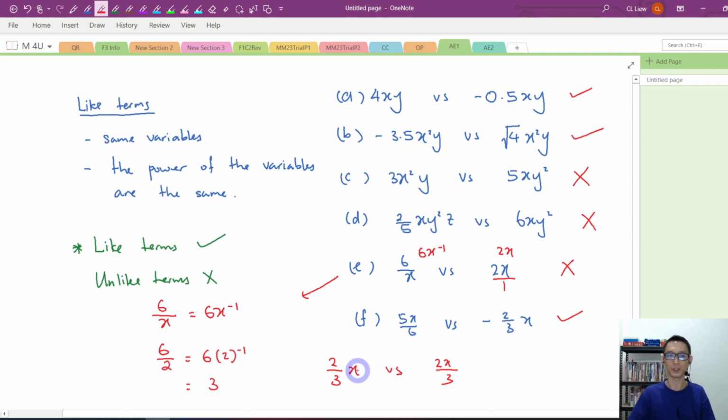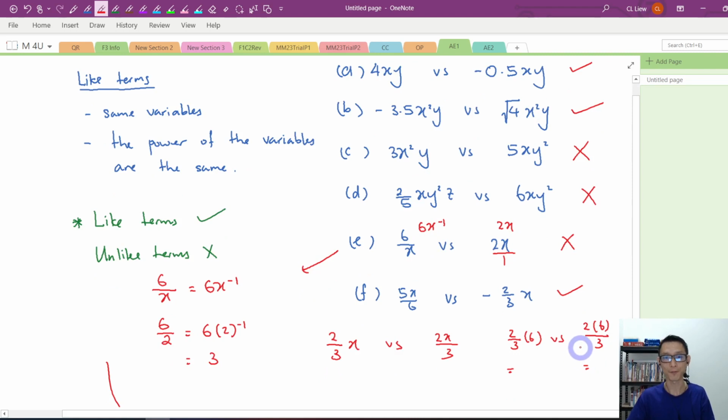Now let the x be 2. Okay, I just let the x be 6, for example. Try to press your calculator. 2 over 3 times 6 compared with 2 times 6 over 3, or we can just do it without using our calculator. This one I think should be no problem, right? So simplify it. 2 divided by 3 times 6, you will get 4. So this one, 6 divided by 3, you get 2, times 2, you also get 4, right? So these both have exactly the same value.